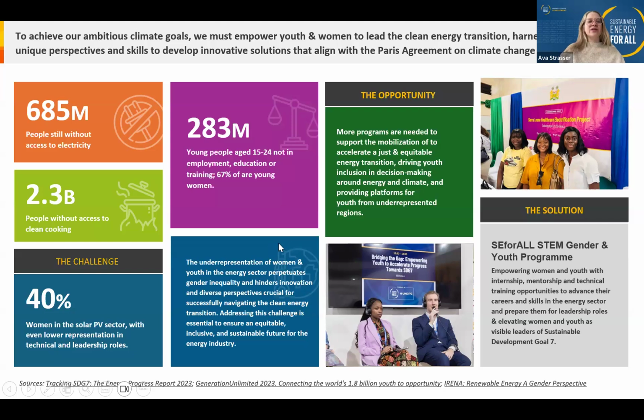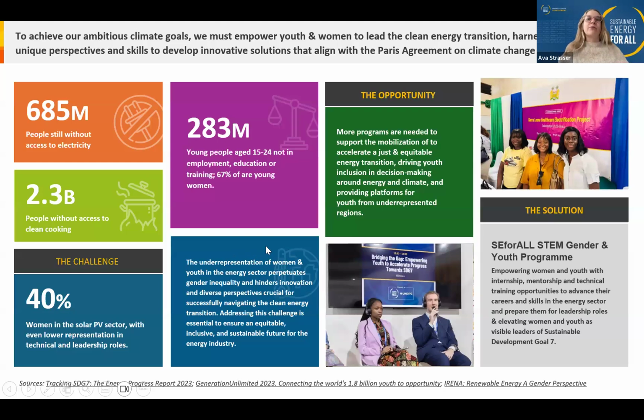And we see that youth unemployment is super high, right? 283 million youth are unemployed globally between the ages of 15 and 24. They're missing these economic opportunities, but also they're not in education or training opportunities, right? And we're seeing that 60% of these are women. So young women really are disproportionately affected.